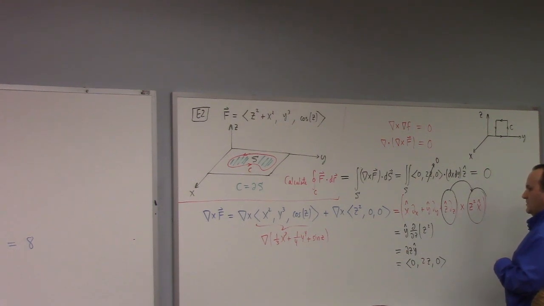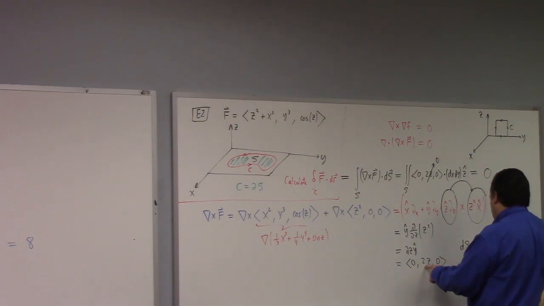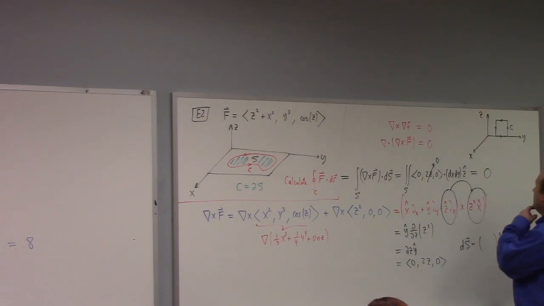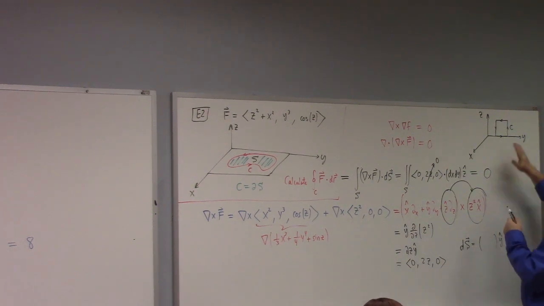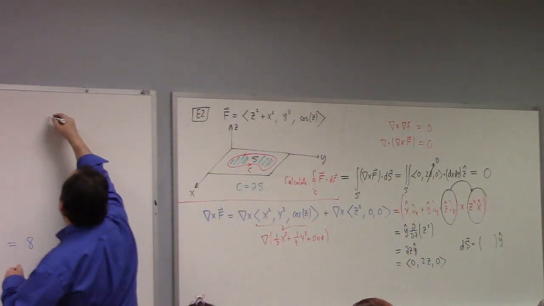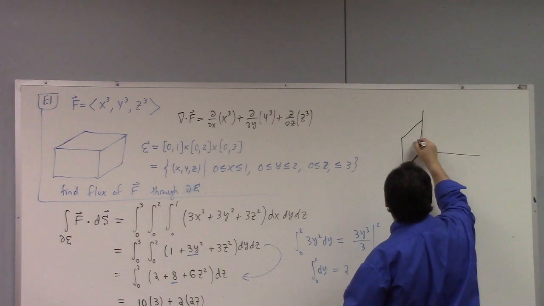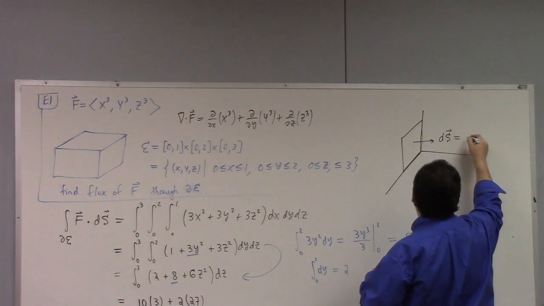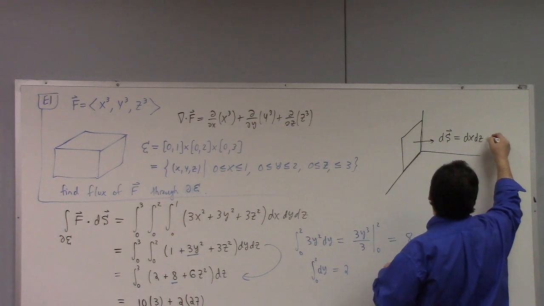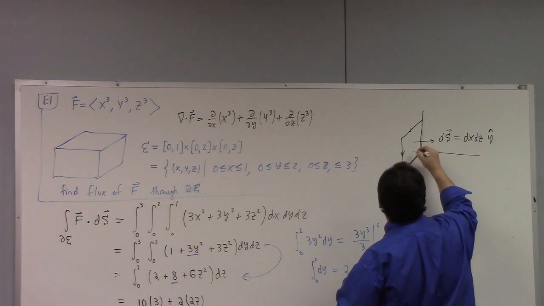I need a loop. Basically I need the ds vector to be something like y hat, right? That's not the right loop. What loop do I need? If I did it like this, with the ds vector looking like that, then ds is literally dx, dz, y hat for this surface. And the boundary loop would be this guy.